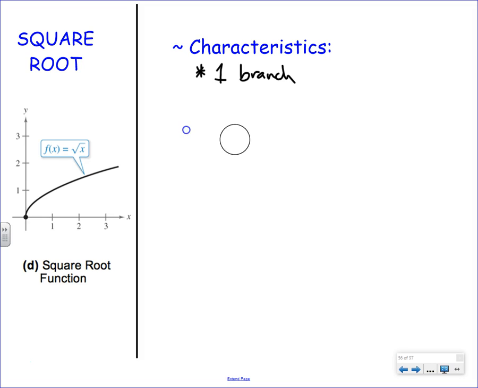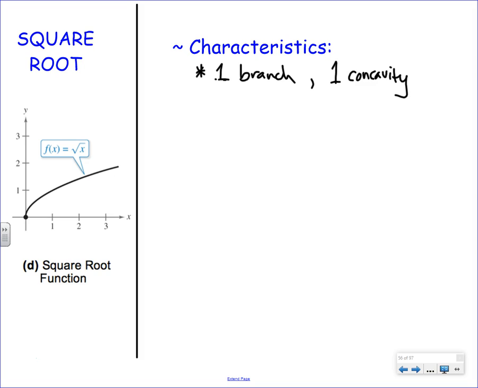If it's reflected, it might just be going down. If it's normal, it's going up, it's increasing. No points of inflection. It could have a maximum or a minimum, but we'll talk about that with domain. One branch, one concavity.